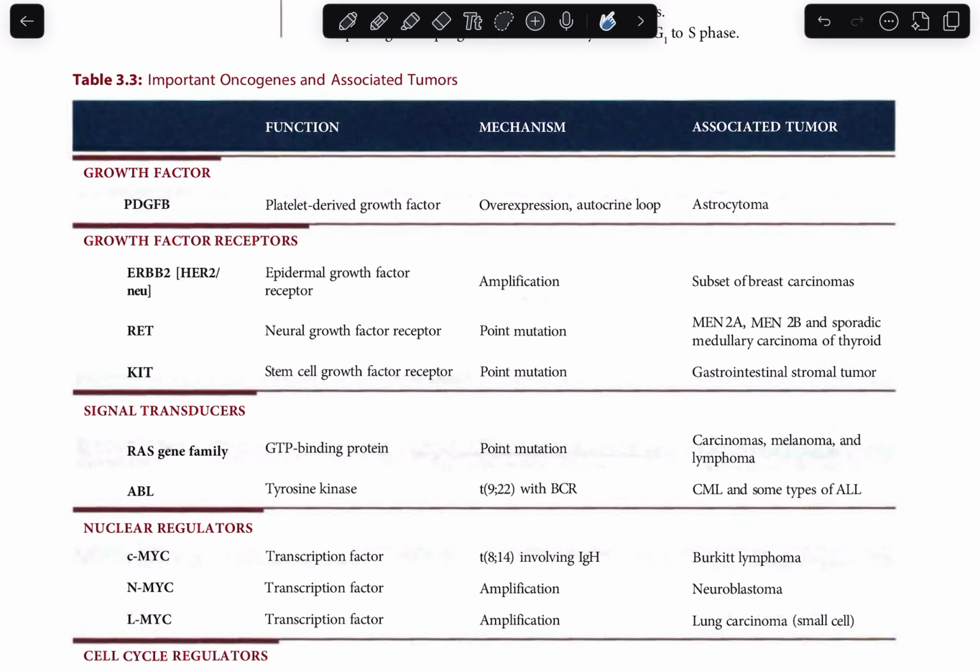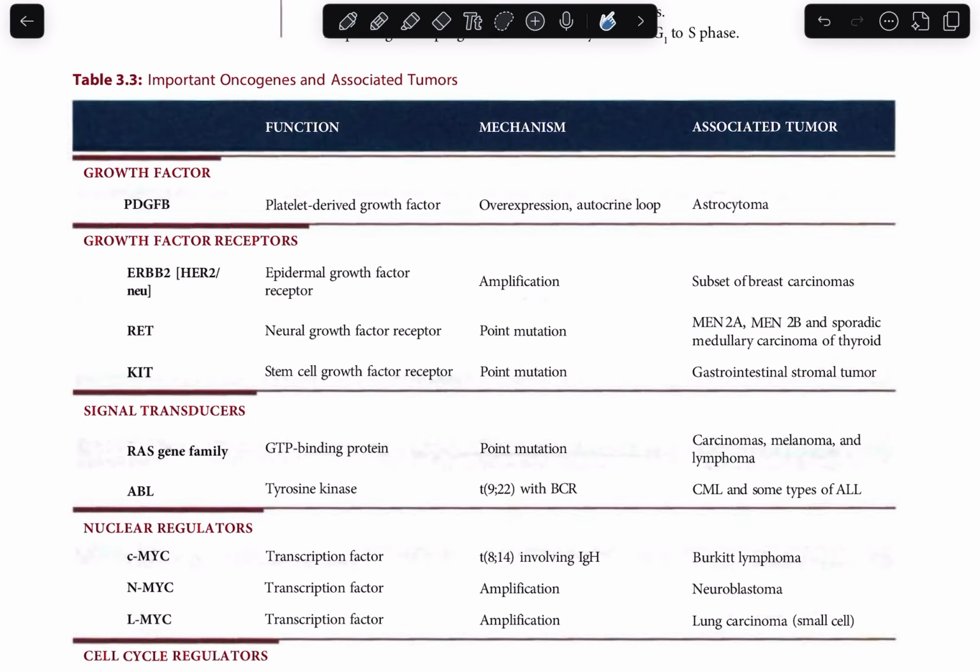Growth factor receptors. We have ERBB2, or HER2, or NEU. Function is epidermal growth factor receptor. Mechanism is amplification, and it is associated with a subset of breast carcinomas. We have RET. Function is neural growth factor receptor. Mechanism is point mutation, associated with MEN2A, MEN2B, and sporadic medullary carcinoma of thyroid.